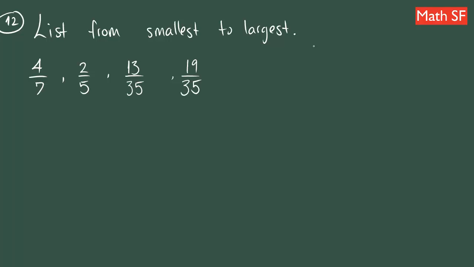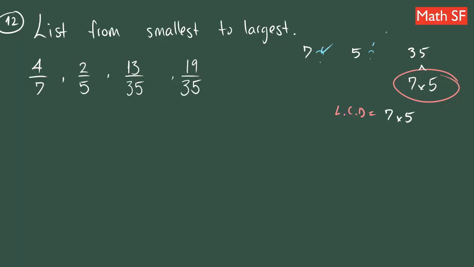So I have a 7, a 5, and a 35. Well, 7 is prime, 5 is prime, but this 35 could be 7 times 5. And as we said before, our LCD should include one of each on its list and make sure the rest is already included. Do I have a 7 on my list? Yes. Do I have a 5? Yes. Therefore, my LCD should be 35.